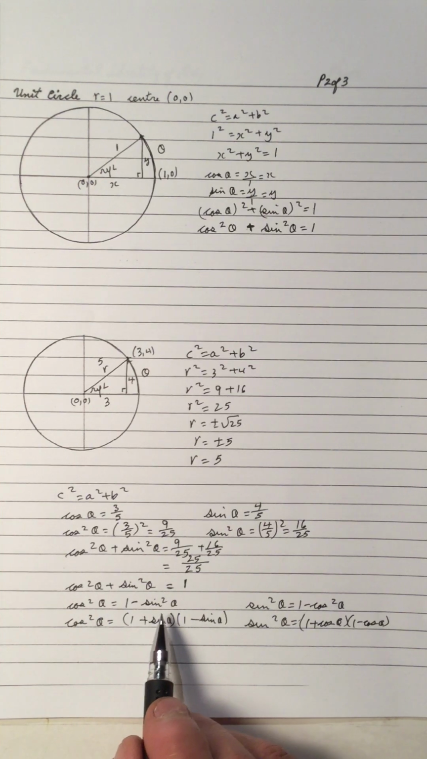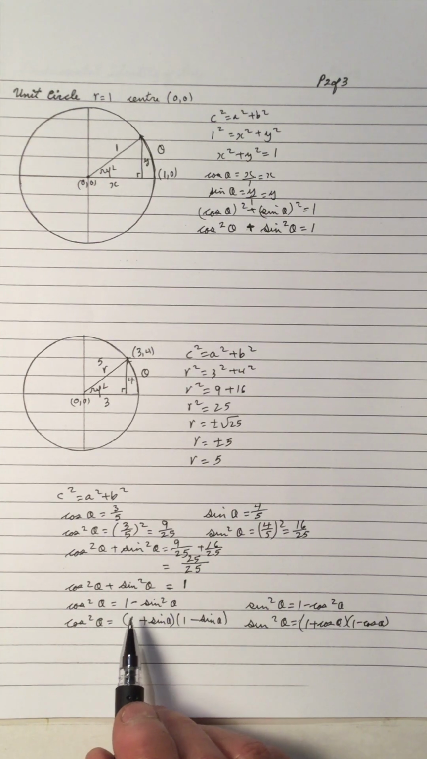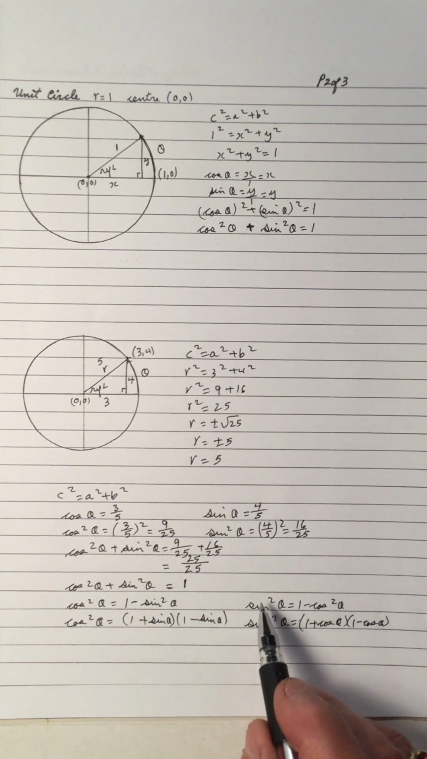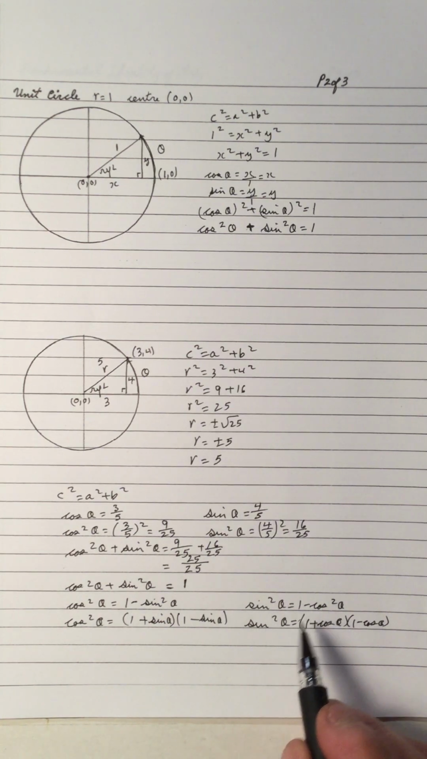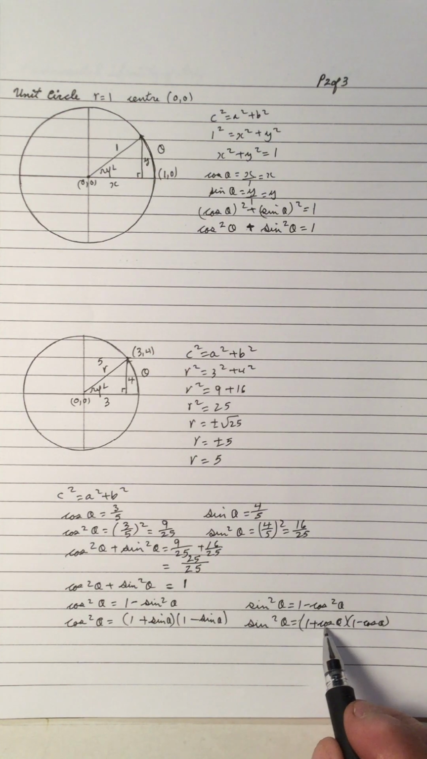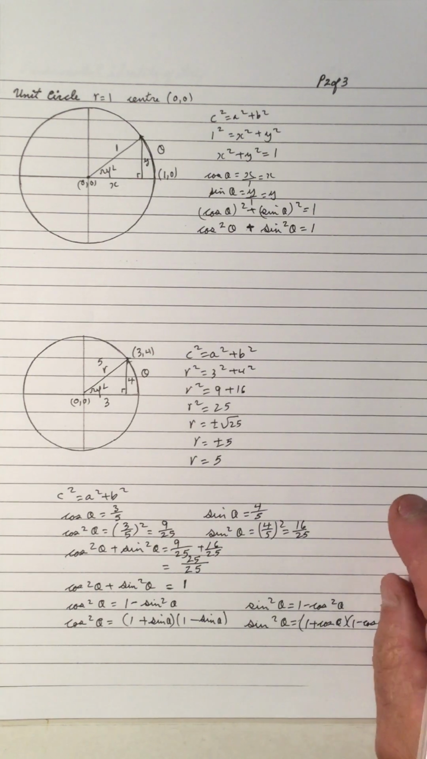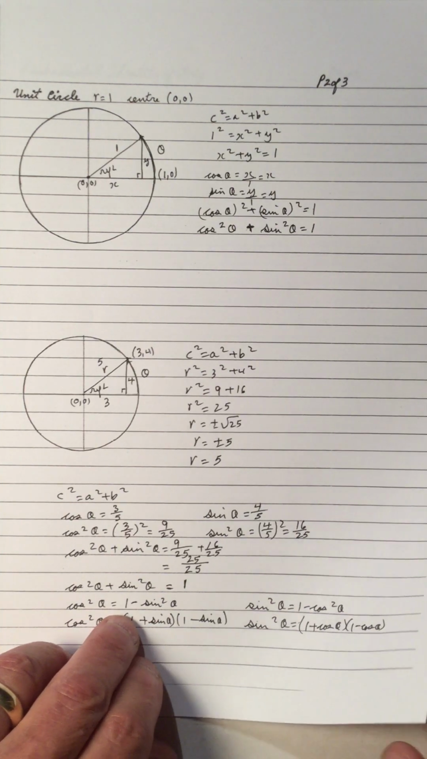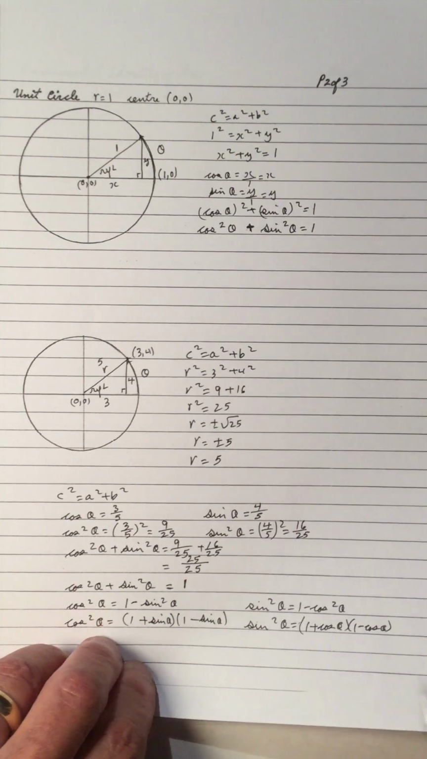You need to know this when we do identities in trig. And so sine squared is 1 minus cos squared, which is 1 plus sine, 1 minus sine. And you'll learn how to do the identities using these properties. And that was done in trig 1.